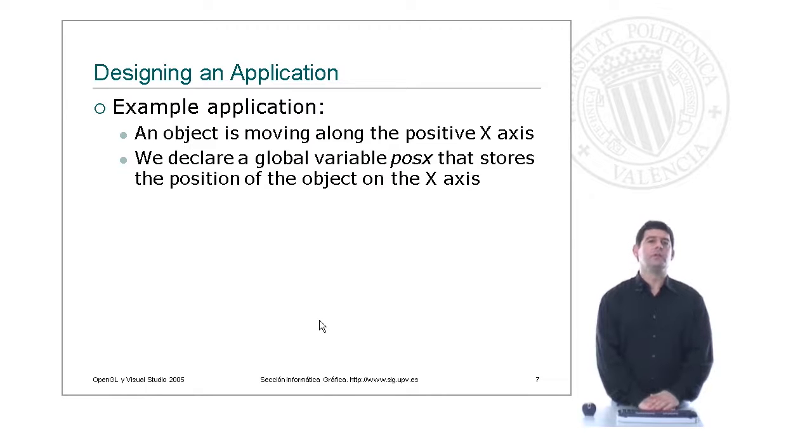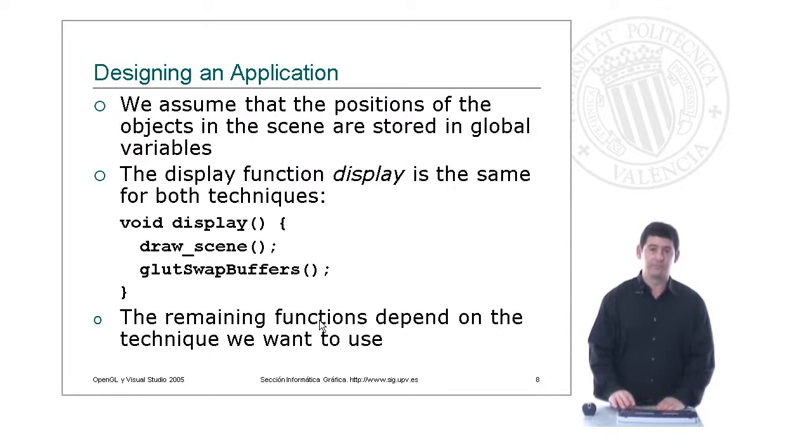So what do we have to do in order to design an animation application? Well, we're going to see how to do a simple example application, where an object will be moving along the positive axis, and we're going to have a global variable posX that will store the position of this object on the x-axis.